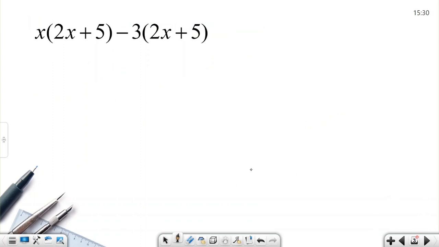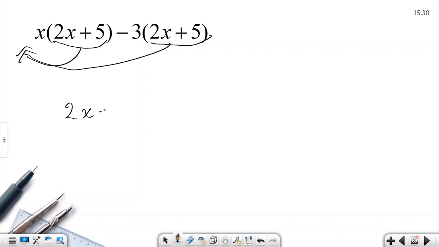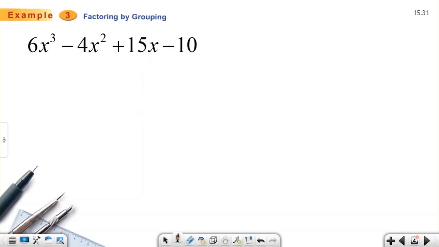Let's continue with a similar question. This time our terms, as you see, are x times 2x plus 5 minus 3 times 2x plus 5. What can we do here? You can factorize by this 2x plus 5 at the same time, out of the parentheses. So 2x plus 5 is the first factor. When you divide by it, only x is left here, minus 3. And that's gone because I took it out of the parentheses.